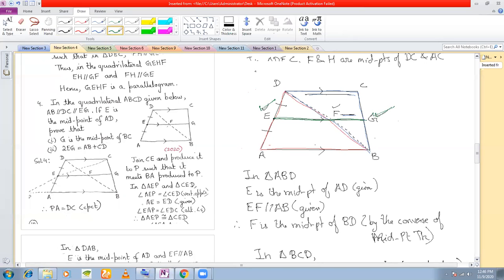How can I construct the triangle? What I do here is, from C and E, I join C and E, and then I produce it.